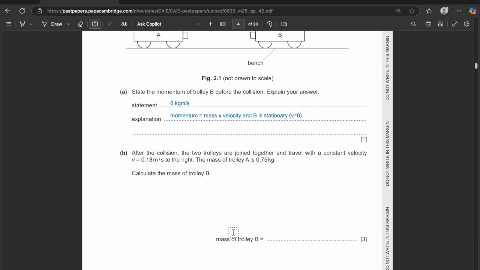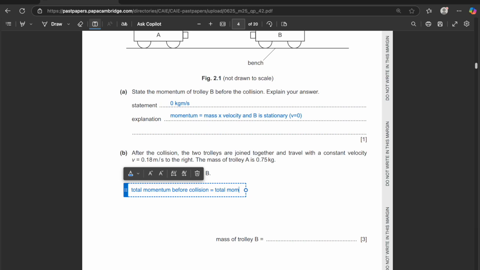B. After the collision, the two trolleys are joined together and travel with a constant velocity v of 0.18 meters per second to the right. The mass of trolley A is 0.75 kilograms. Calculate the mass of trolley B. This applies the rule of conservation of momentum, which means that total momentum before collision is equal to total momentum after collision.